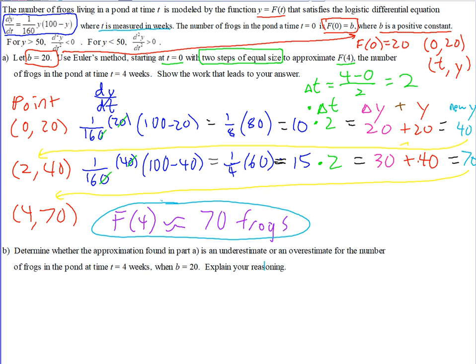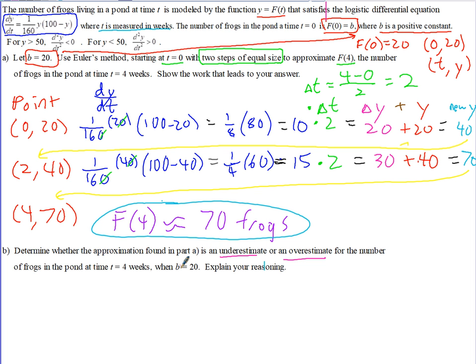All right. Now let's take a look at part B. This is asking something a little different. It says determine whether the approximation found in part A, the 70 frogs, is an underestimate or an overestimate for the number of frogs in the pond at 4 weeks when b equals 20, which is what we started with right there. Explain your reasoning.